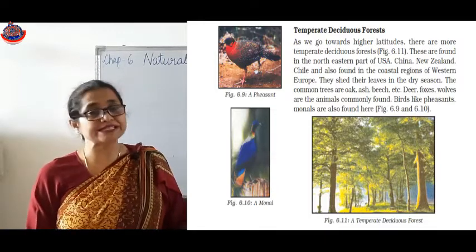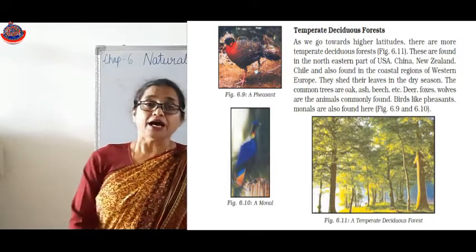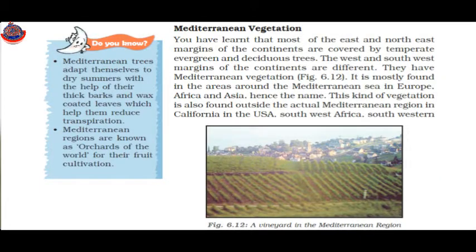Switching over to the next kind of forests, the Mediterranean vegetation. Now you have learned that most of the east and the northeast margins of the continents are covered by temperate evergreen and the deciduous kinds of trees. The west and southwest margins of the continents are different. They have the Mediterranean kind of vegetation.